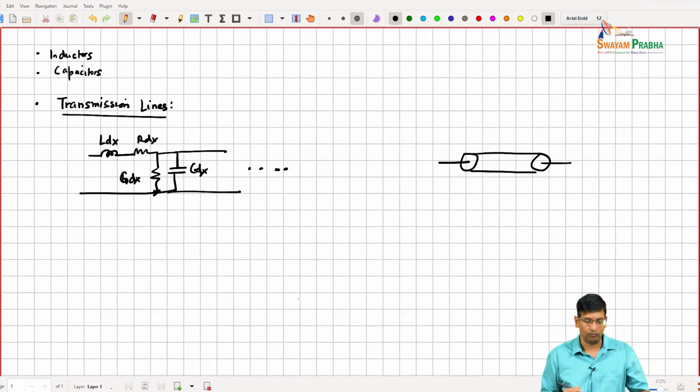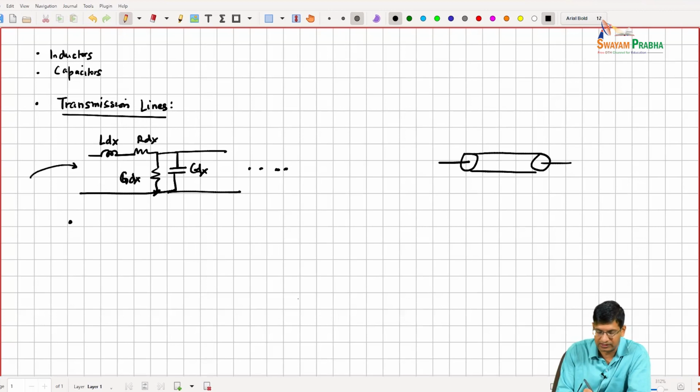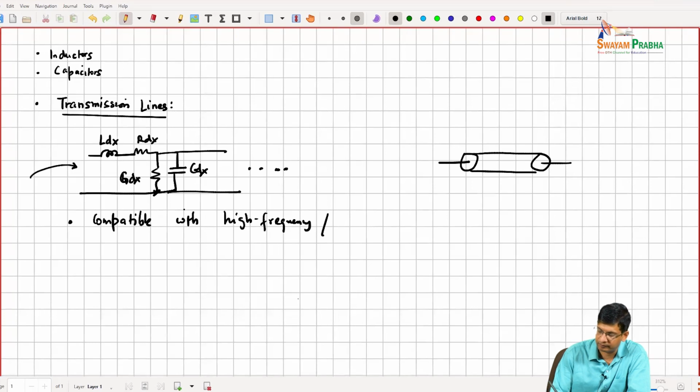So why do we use them on chip? The advantage of building transmission lines is that they are well modeled at high frequencies. Because this is a distributed model, it's valid up to high frequencies. So it is compatible with high frequency, millimeter wave design, since it is well modeled.